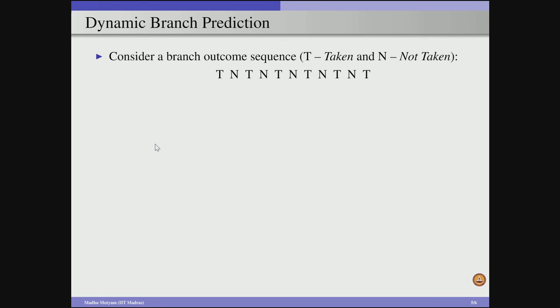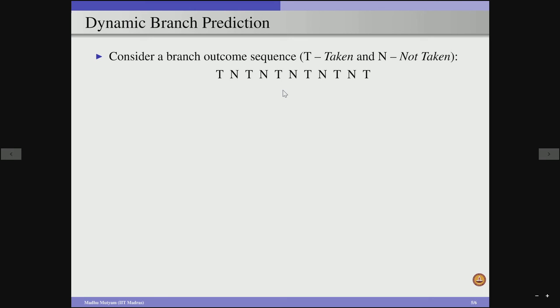So consider a sequence of branch outcomes for a particular branch instruction. Here T indicates the branch is taken and N indicates the branch is not taken. Let us assume that there is a branch instruction which happened in the past 11 times, and the outcomes for each of the times are like: first time it is taken, the next time it is not taken, next time taken, and so on.